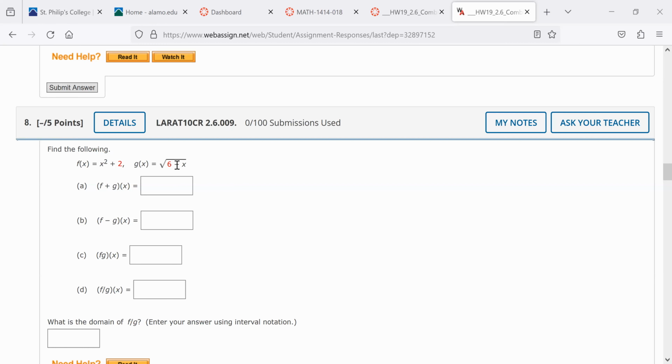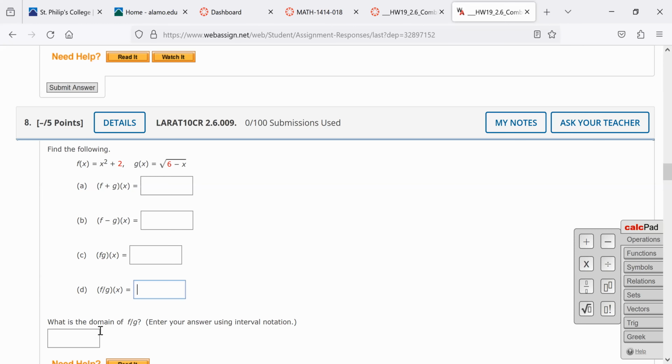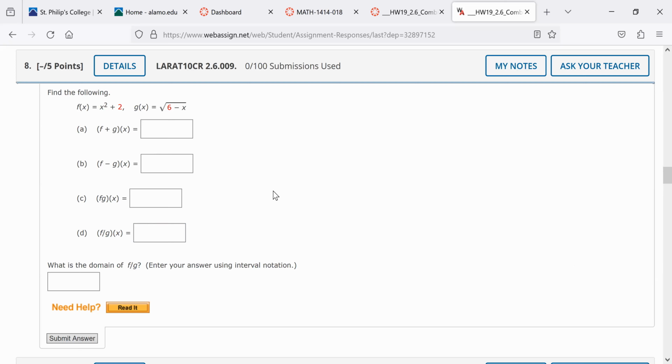So you'll have to find that domain first, and then figure out what they have in common, and that would dictate the domain for all of them. But they didn't ask, so you just need to focus on D and divide them, and then determine the restriction of the denominator and the restriction of the radical. So let's do part D on number 8 before we move on. So you can see what I'm saying.